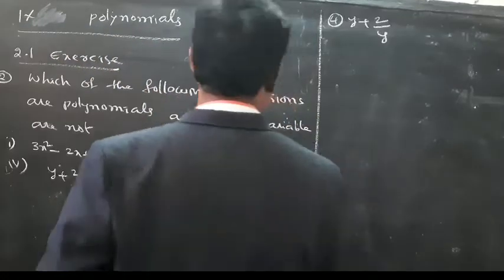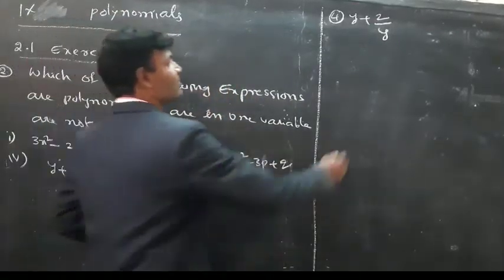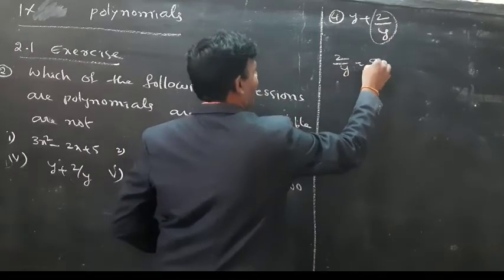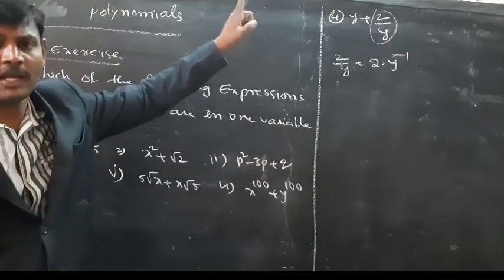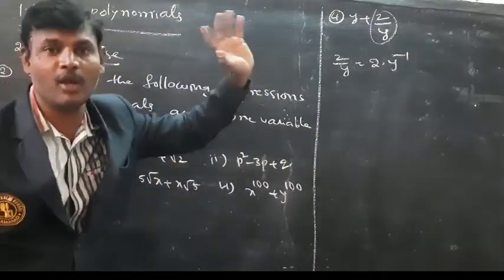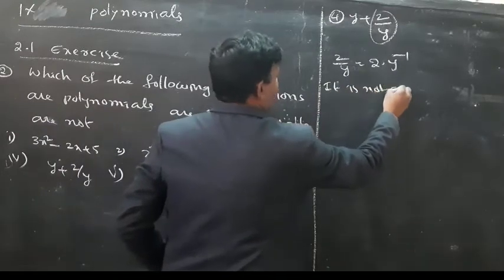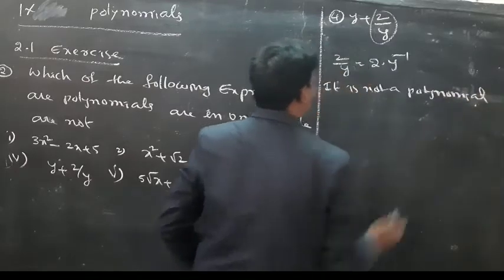Now move to the fourth question. What is the fourth question? y plus 2 by y. Here, this part, 2 by y, we can write as 2 into y power minus 1. But in this, the variable has a negative power. It is not a polynomial.